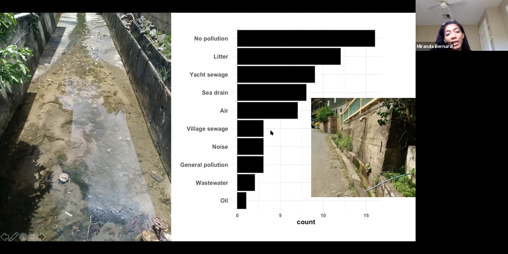Another thing that was interesting was differences between men and women in the types of environmental changes they cited. Women were more likely to cite changes that had to do with human health, so a lot of discussion about air pollution and wastewater and the yacht sewage, of course. On the right, you can see these pipes going into the box drains, which then flow to the reef. And this is gray water coming from the house.